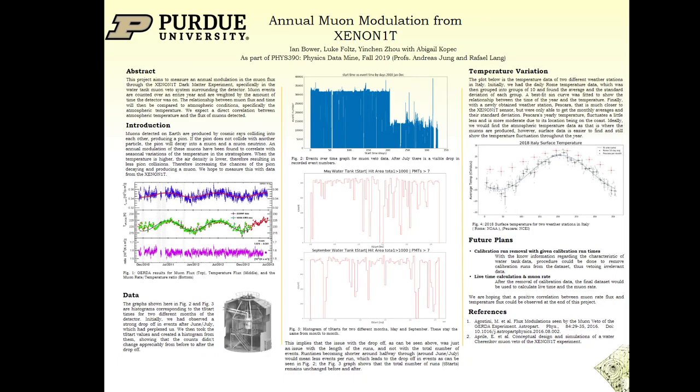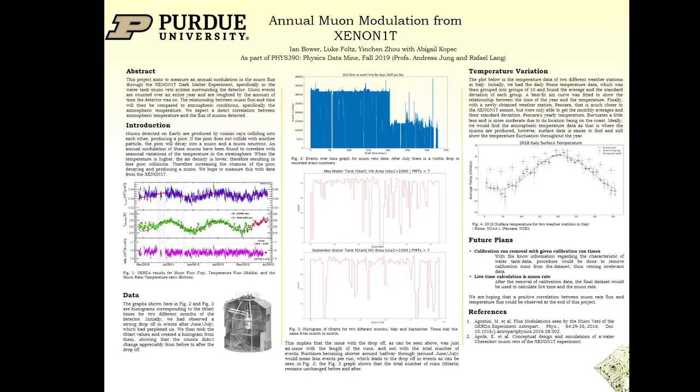Our presentation today is on annual muon modulation from the XENON1T experiment. This project aims to measure an annual muon modulation of the muon flux through the XENON1T dark matter experiment, specifically in the water tank muon veto system surrounding the detector.